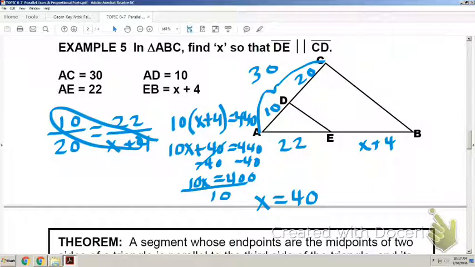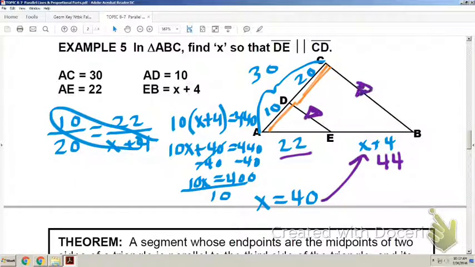If 10 goes to 20, that means it's doubling. So we need to see if it's the same on the other side. So if we plug 40 in here, that would make EB 44. And is that double 22? Yes. So these sides are proportional. So that means DE is parallel to, that's supposed to be CB. So yes, these are parallel.